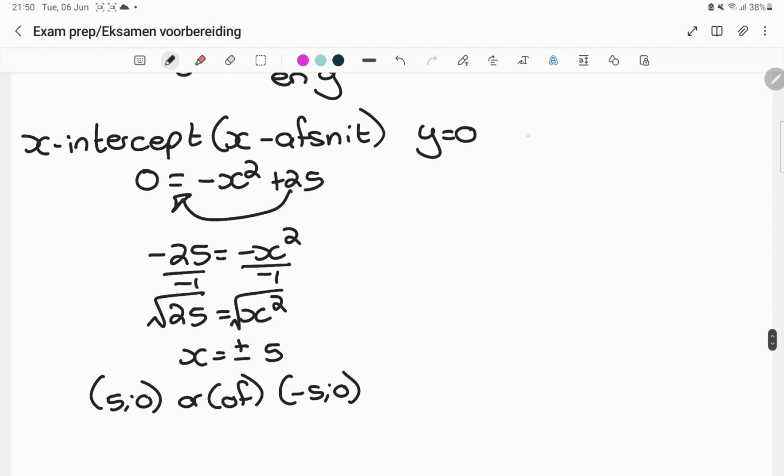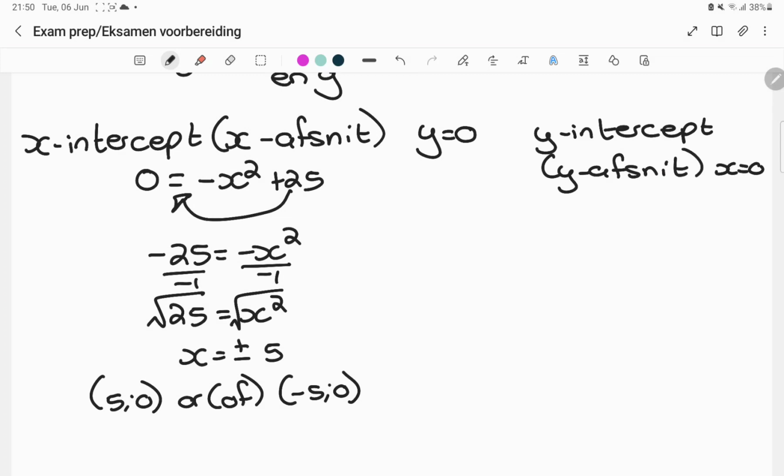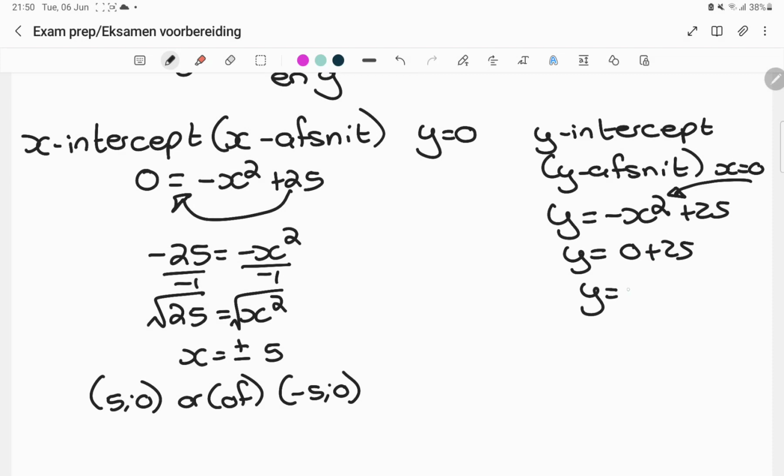Alright, now to get the y-intercept of this, I can, of om jou y-afsnit te kry, I can either read it from the equation or I can make x equal to 0 in my equation. Alright, so I had y equals minus x squared plus 25. So now when x is placed, I'm putting the 0, so it becomes 0 plus 25, which is 25, meaning that my y-intercept will be the point 0, 25. Alright, so this is everything for f of x.